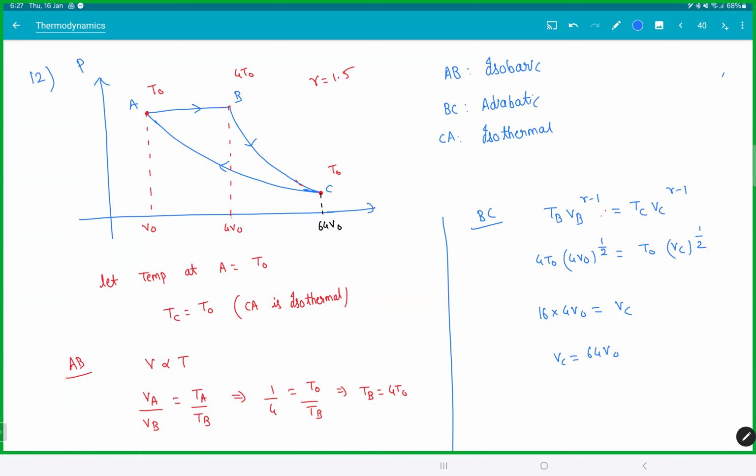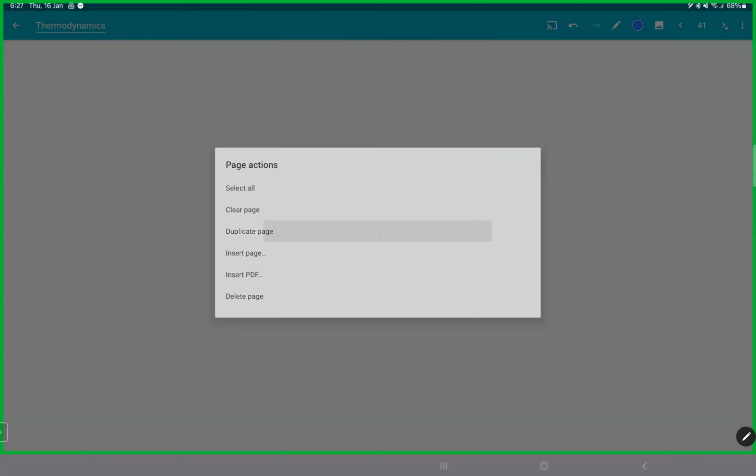9 minus ln 64. You can make that 2 power 6. Right, Ishana, that is right. Let's see.